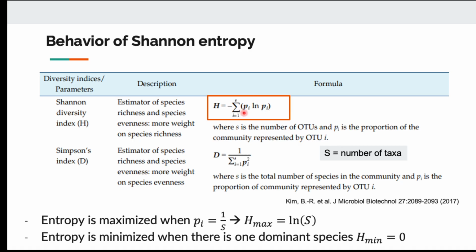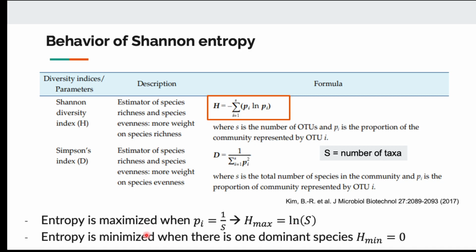the proportion of each bacteria times the natural log of the proportion of that bacteria, and then sum over all the bacteria that you found. So entropy is going to be highest, going to be maximized, if you have an even distribution. If all your bacteria are of the same abundance, like 1 over S, everything being equal, this is your maximum entropy. So entropy being high means that your bacteria are evenly distributed.